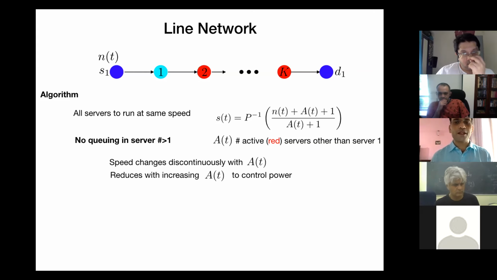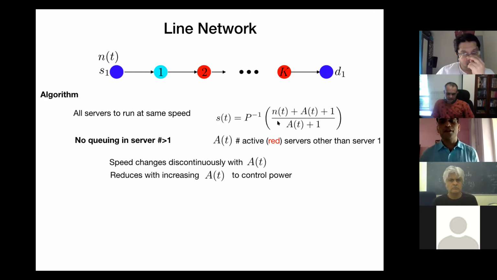The speed is discontinuously changing as soon as A of T changes. A of T keeps changing as jobs move from one server to the other, potentially filling up to A of T equal to K, so the maximum value of A of T can be K. As it increases, the speed is discontinuously decreasing, but that decrease makes sure that the total power used in the system is again N of T plus A of T, which is nothing but the total number of jobs in the system. That's the motivation for this particular speed choice: the total power spent in the system remains N of T plus A of T, the total number of packets in the system.